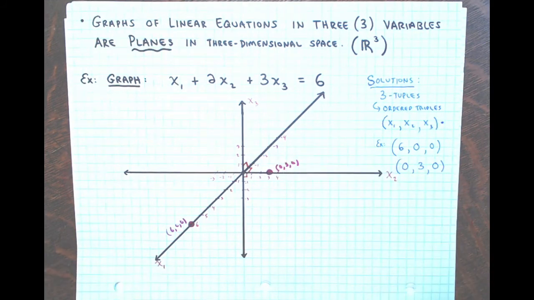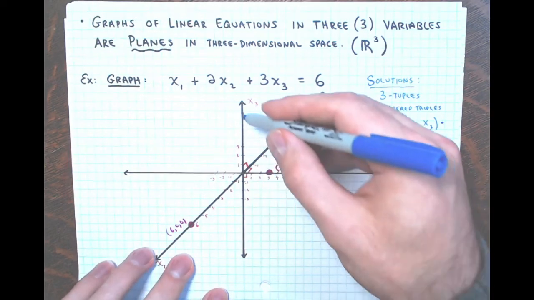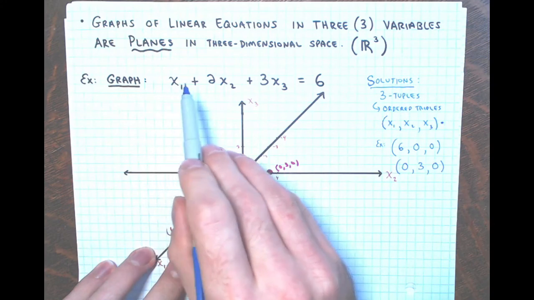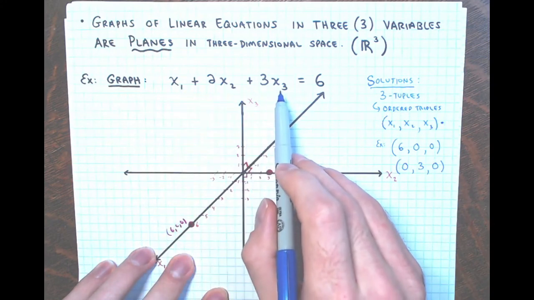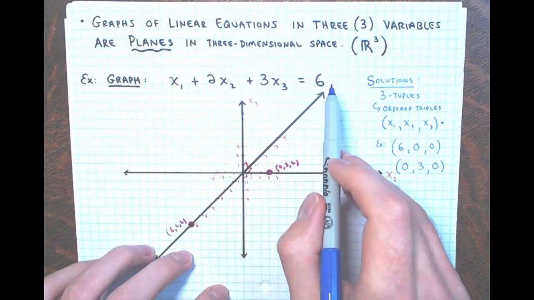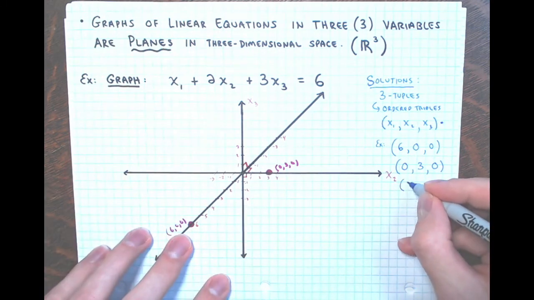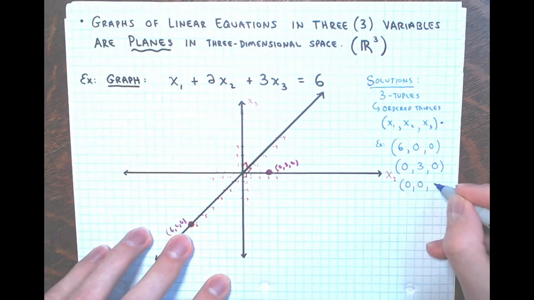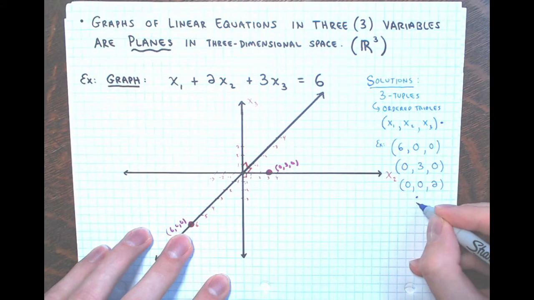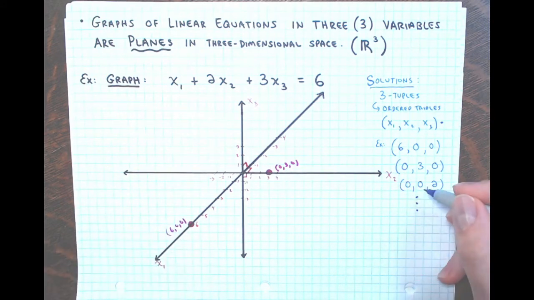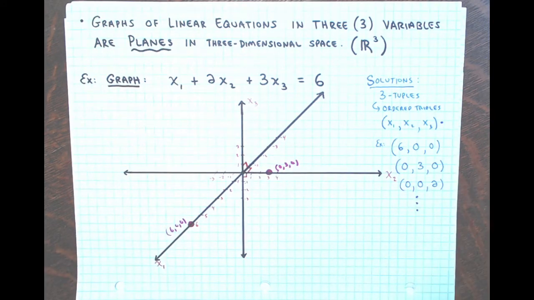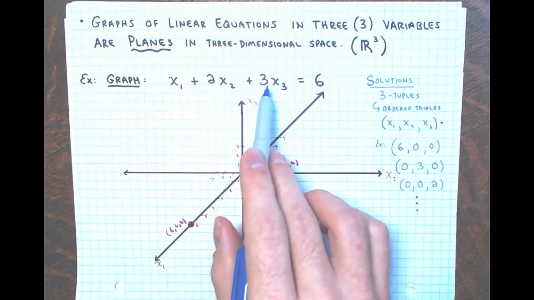All right. Then finally, another solution on the x3 axis would be 0 for x1, 0 for x2, and 2 for x3, right? 3 times 2 is 6. So 0 for x1, 0 for x2, and 2 for x3. And again, there are infinitely many. These are not all 3. There's many, many more.